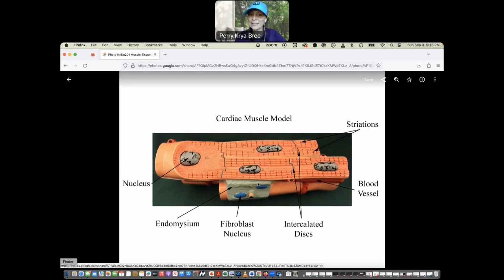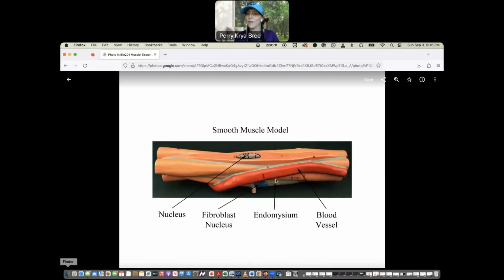And you can see on the outside, covering the sarcolemma or plasma membrane, is going to be the endomysium, okay? Endomysium is a connective tissue that connects one cardiac muscle cell to the next. And again, we talked about the intercalated discs. We won't mark blood vessels, but there are blood vessels obviously supplying nutrients and oxygen to that tissue. Okay, so that is the model of cardiac muscle cell.